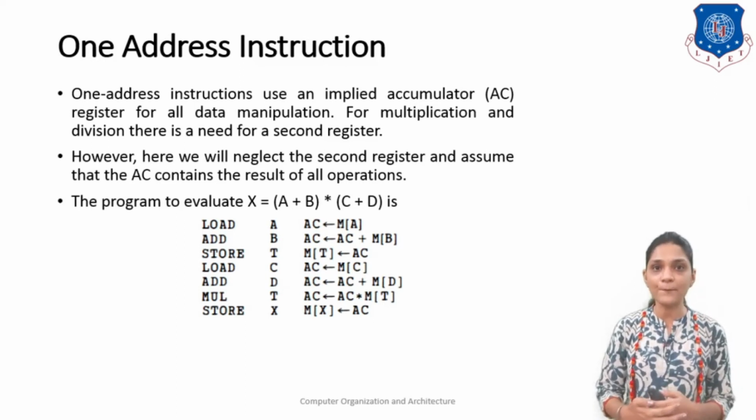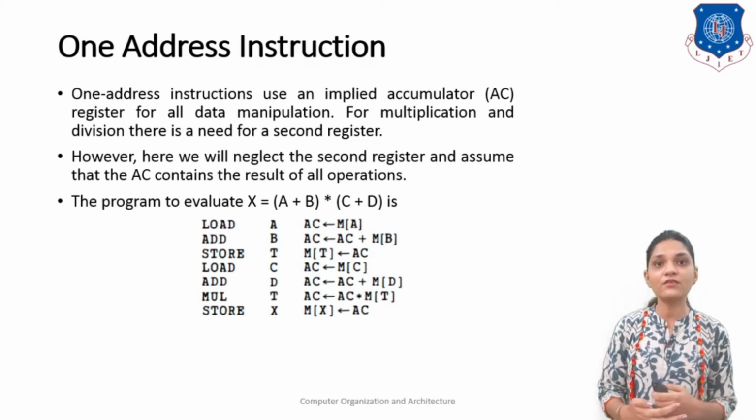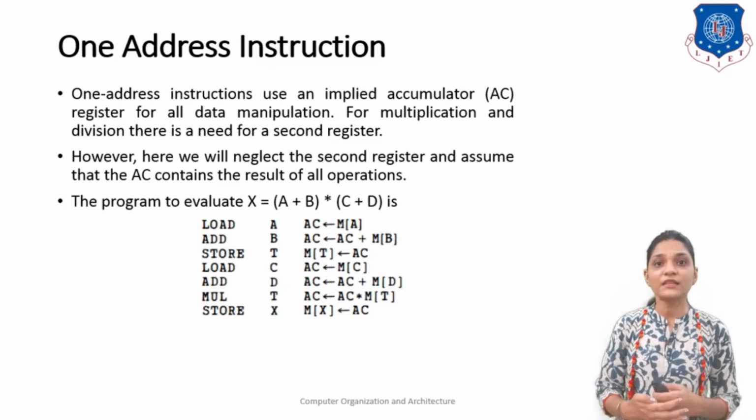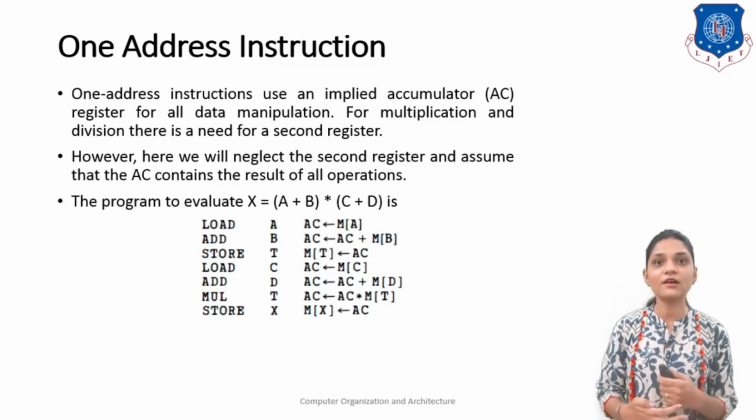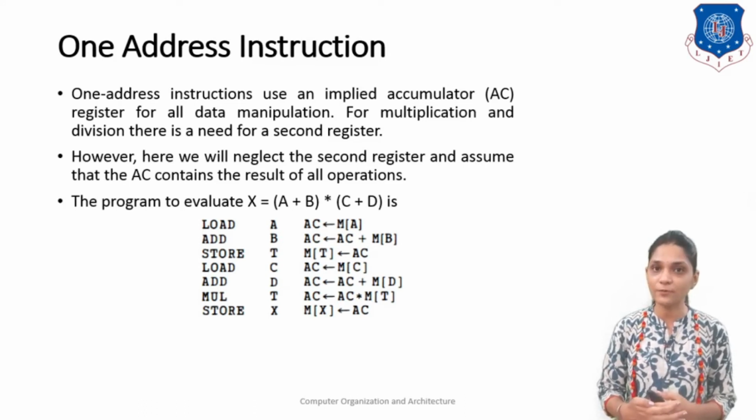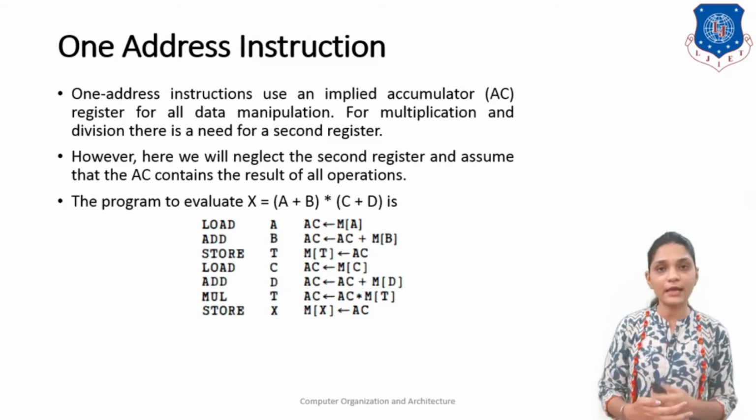Here T is the temporary memory location where our addition result is going to be stored. Then we will use the instruction LOAD C. This instruction will load the accumulator with the content of location C. Then we will use ADD D, which will add the content of memory location D and the accumulator, and the result is going to be stored in the accumulator.